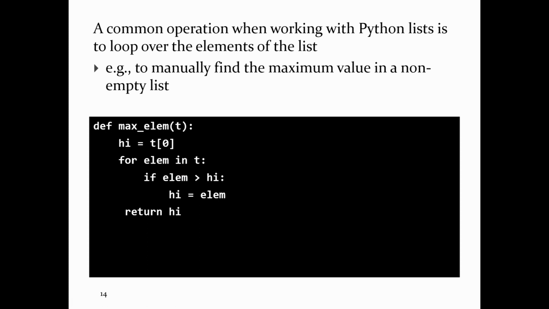I'm going to loop over all the elements in the list, so for each elem in T. That makes a loop variable called elem, which corresponds to an element in T. It changes each iteration through the loop. If that value is greater than high, I'm going to set high to elem. That processes all the elements in the list, and then that gives you the highest element in the list.